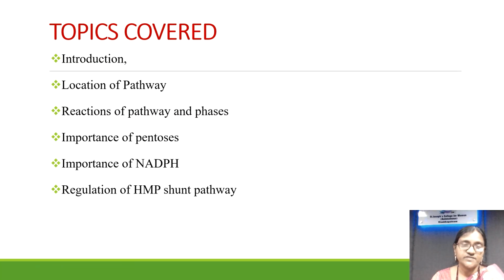The topics that will be covered include basic introduction, followed by location of the HMP shunt pathway where it takes place, then the reactions of the pathway and the various phases of it, then the importance of pentoses, importance of NADPH, and then regulation of HMP shunt pathway.